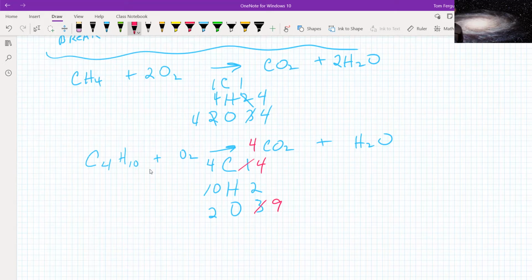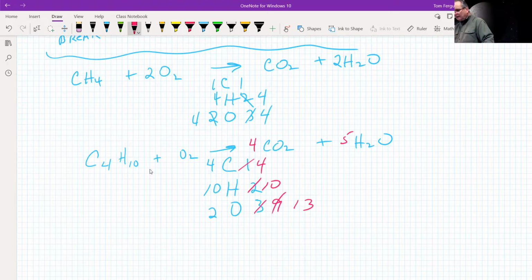Okay, what do we do about the hydrogens? Okay, and that changes our oxygens again. So we have 8 and 5 is 13. What are we going to put in front of the O2 on the left? Two times what is 13? There's a fraction. What fraction do you multiply 2 by to get 13?